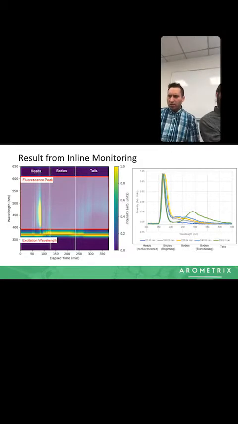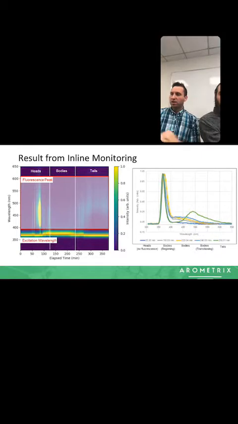The second thing to note is that in the color plot, it doesn't look like there's a lot going on in the bodies, but if you look at the slices of the bodies, which is shown on the right-hand side, you see, yes, indeed, we're seeing the same feature in the same location as we saw in the Delta 8 and Delta 9 HPLC samples.